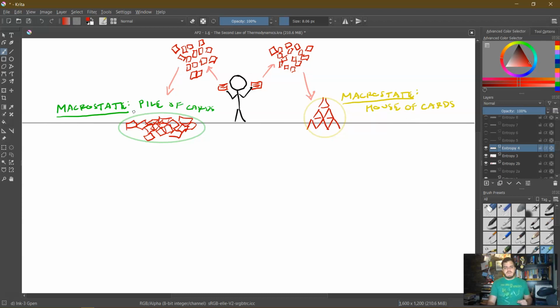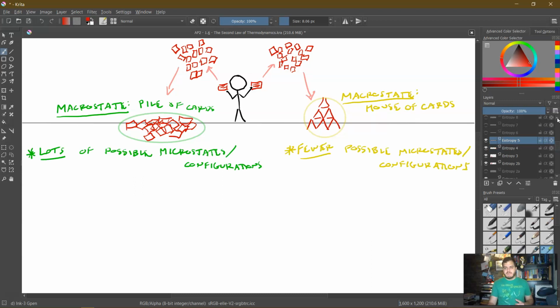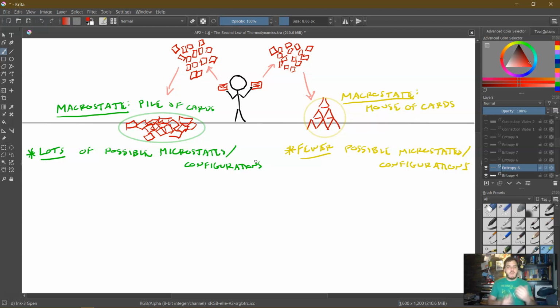So one macro state here is a pile of cards. One macro state is a house of cards. Those are two different states of this deck of cards. And we could say that looking at these, there are lots of possible microstates or configurations of the macro state of the pile of cards.